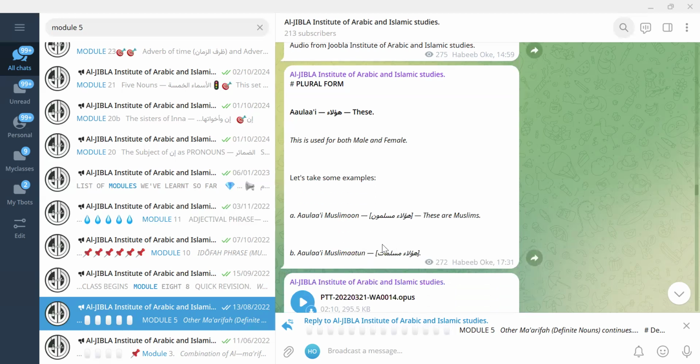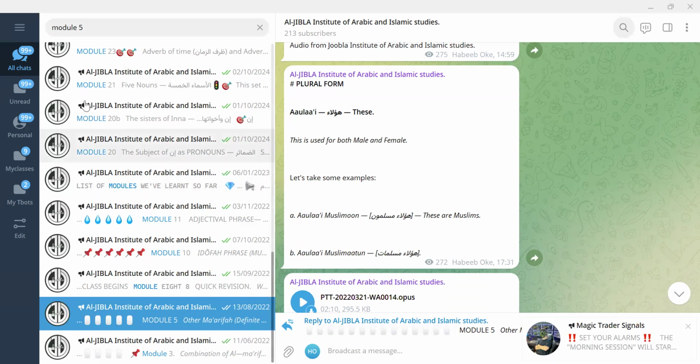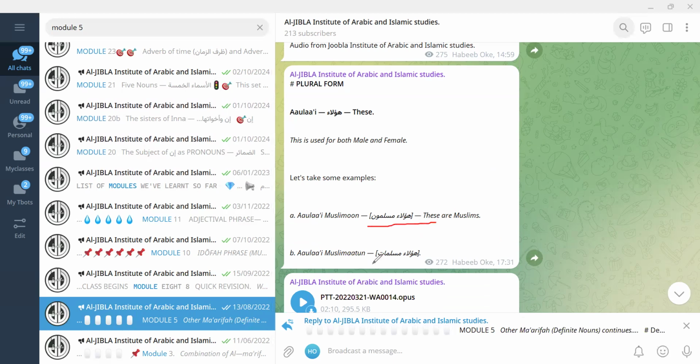Now let's look at some examples. هؤلاء مسلمون. These are Muslims. And for feminine, we have هؤلاء مسلمات. Here we have Muslimun, and we have Muslimat. These are Muslims, and these are Muslimats, feminine Muslims. So the same هؤلاء is used for the two.